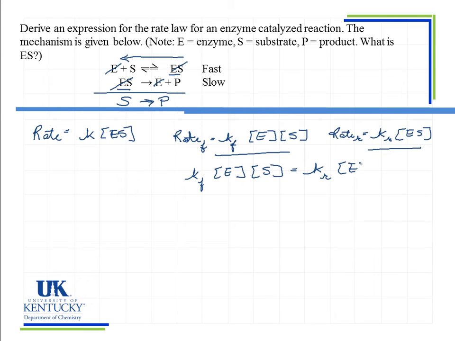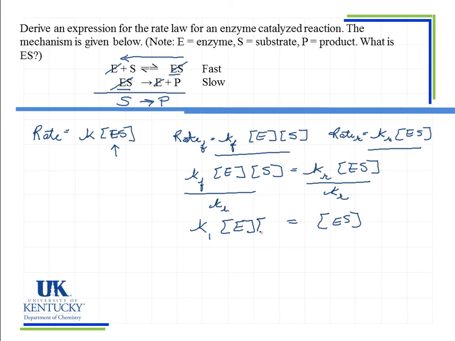Now, why are we doing this? We are doing this because we want to come up with something where I am replacing this ES with actual substances that are reactants. If I take this equation and divide both sides by K sub R, we get that ES is equal to everything we see on the left side. Well, a KF and a KR are two constants. When you divide constants, you're going to get a constant. So I'm just going to replace this with, I'll call it K1 for the rate constant of that first reaction, times E times S.